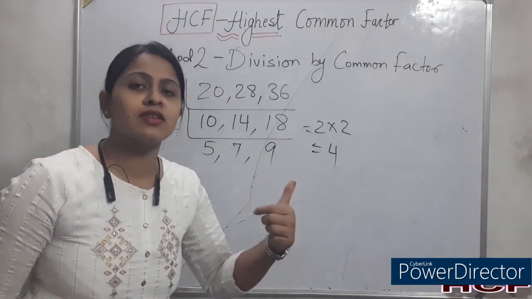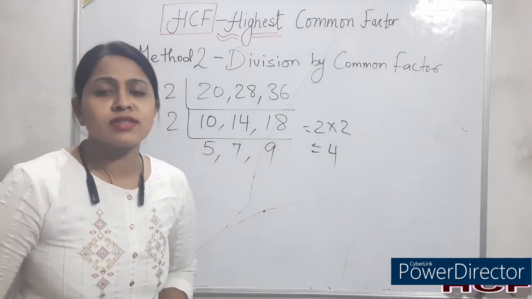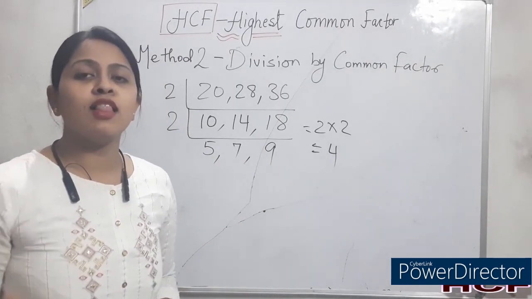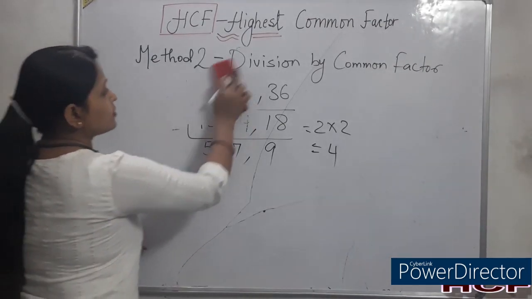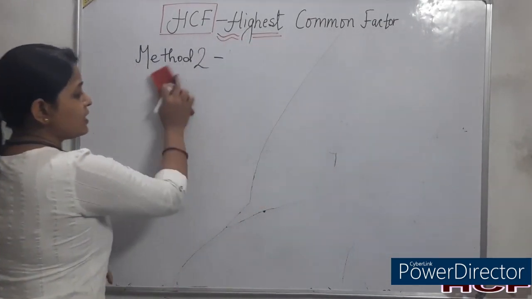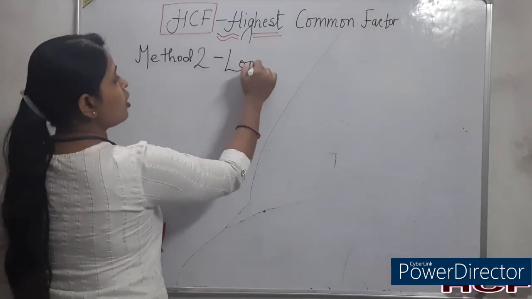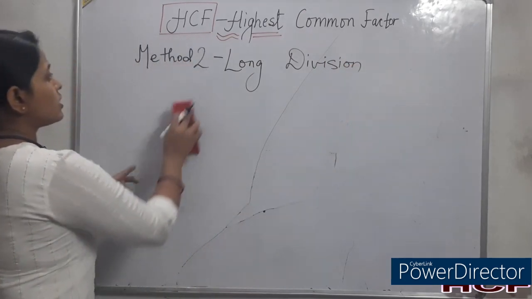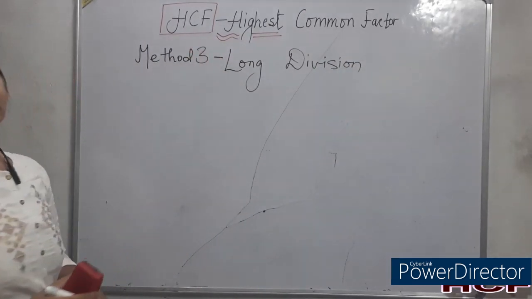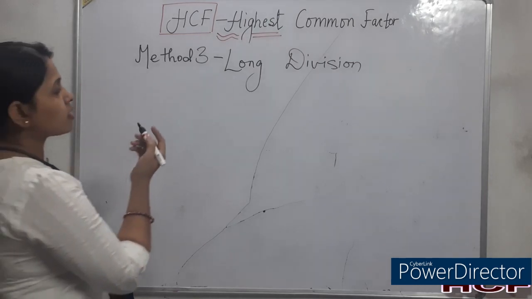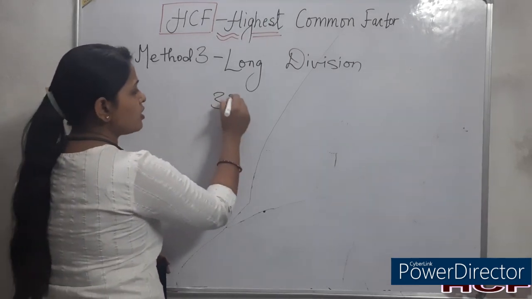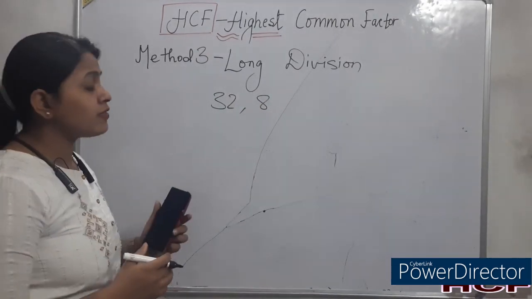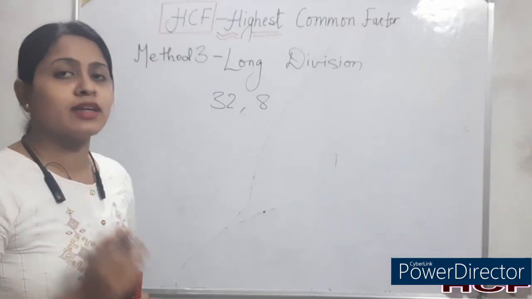So easy children. First is prime factorization, second is division by common factor, and the third one is division by long division. Okay. To find the HCF with the long division method. This is our method 3, the long division method. Let's take a small example, 32 and 8. Here we have to divide the greater number by the smaller one.